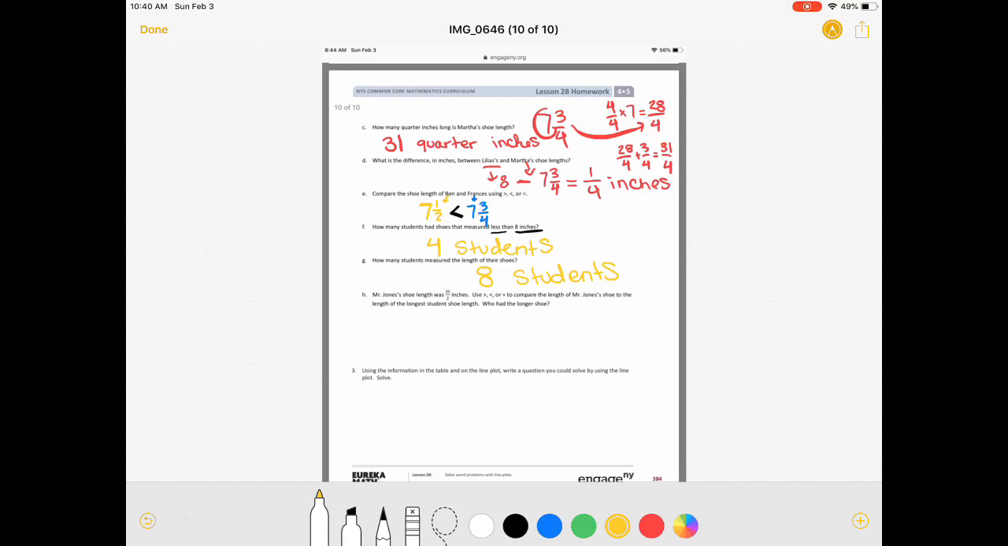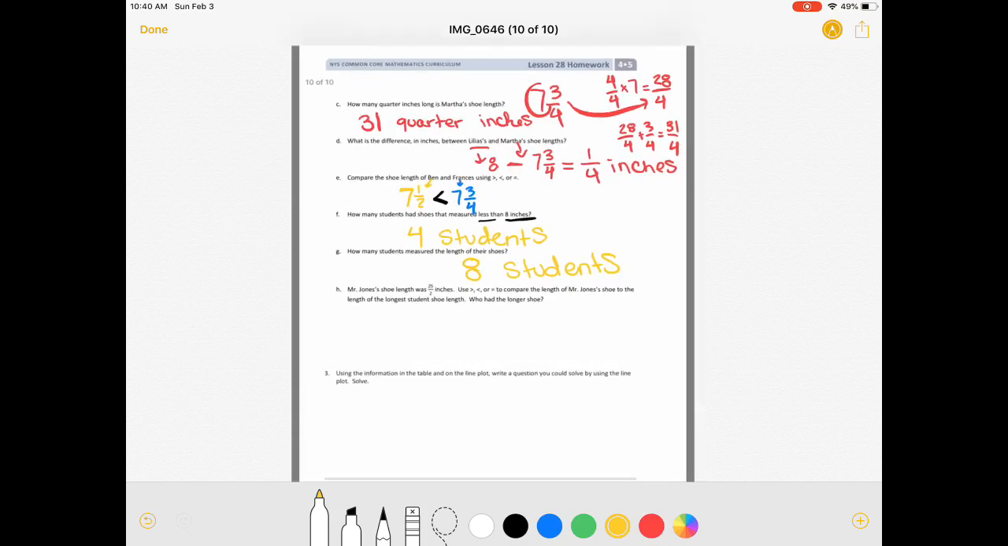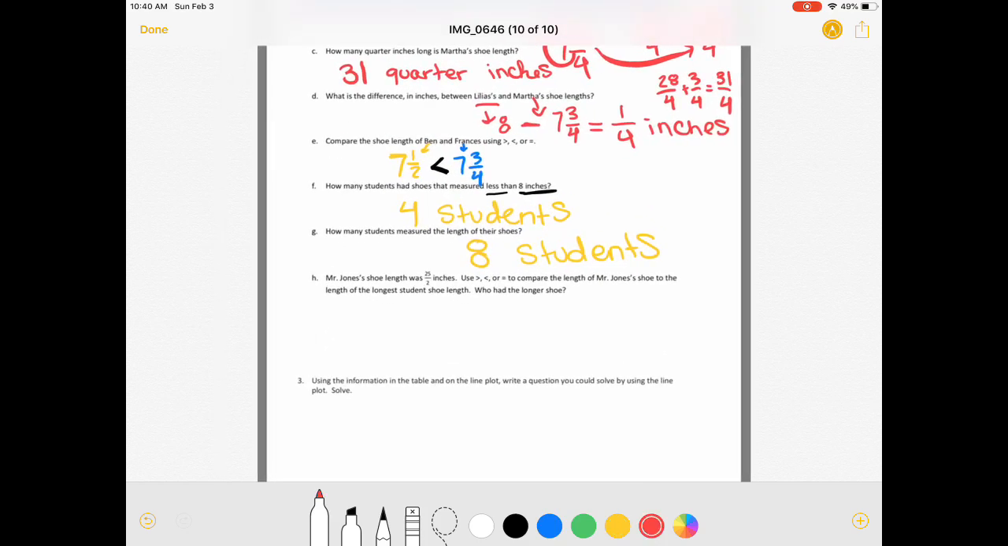Alright, H says Mr. Jones' shoe length was 25 1/2 inches. Using greater than, less than, or equal to, compare the length of Mr. Jones' shoe to the length of the longest student's shoe. Who had the longer shoe? So we got to compare this 25 1/2 inches. Well, first let's turn 25 1/2 inches into a mixed number. Well, if I pulled out 24 halves, which would give me a whole number, I could pull out this half. And 24 halves is the same thing as 12. So really Mr. Jones' shoe was 12 1/2 inches.